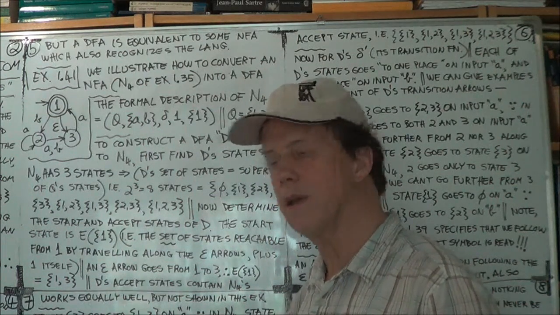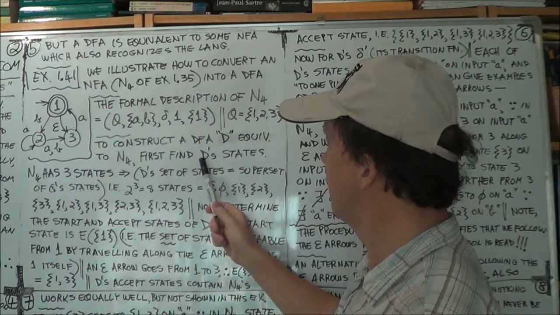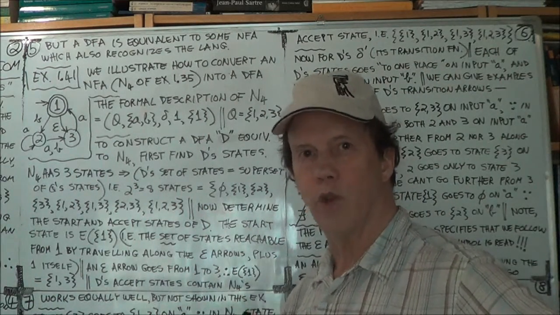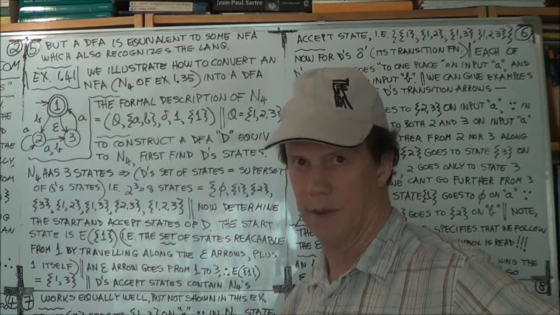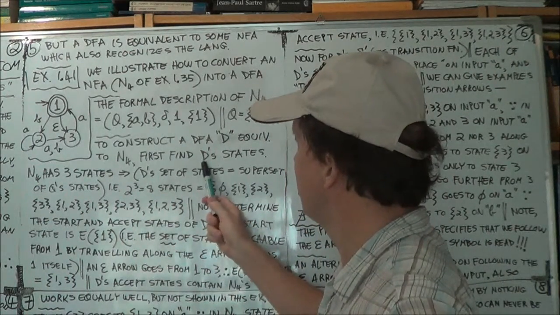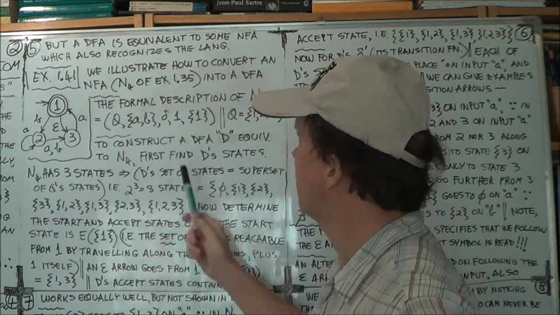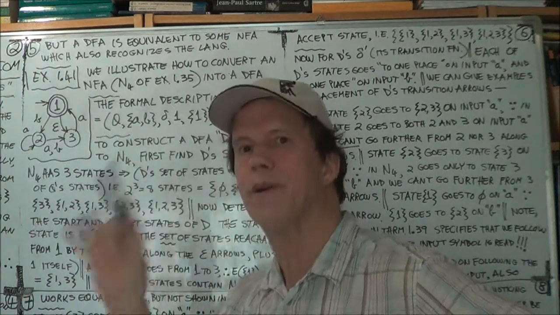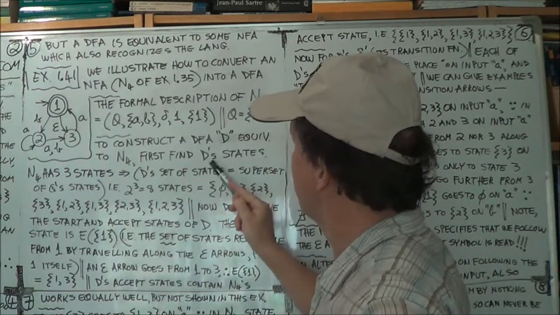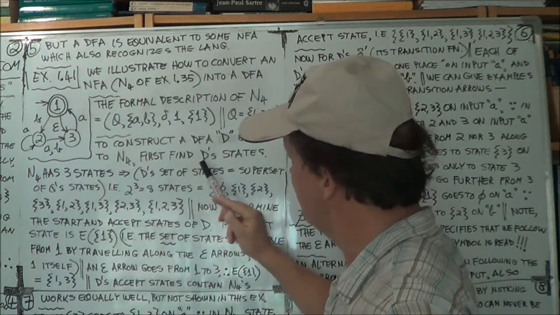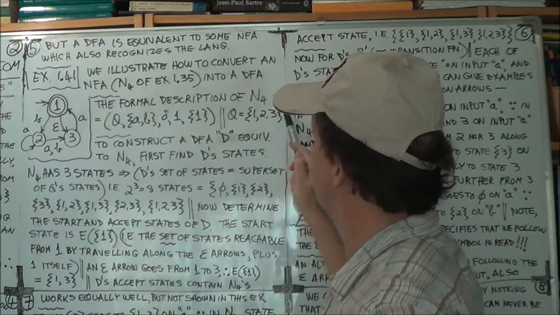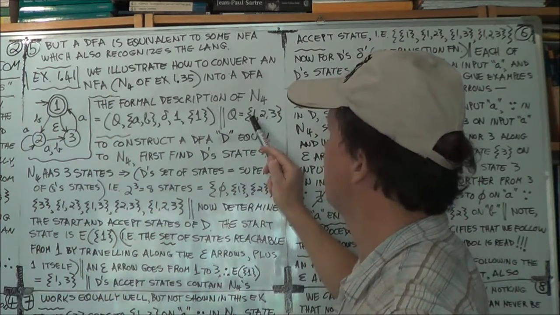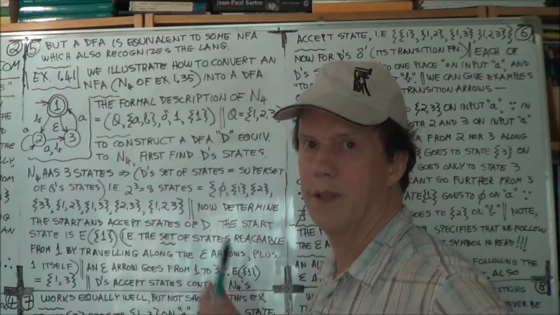So in other words, the states of D, big D, is the superset of Q. Hope you follow that. Right? So D's states will just be the superset, sorry, not superset, power set of Q. So the states of D will be the power set of Q. In other words, the power set of the elements 1, 2, 3 of that set.